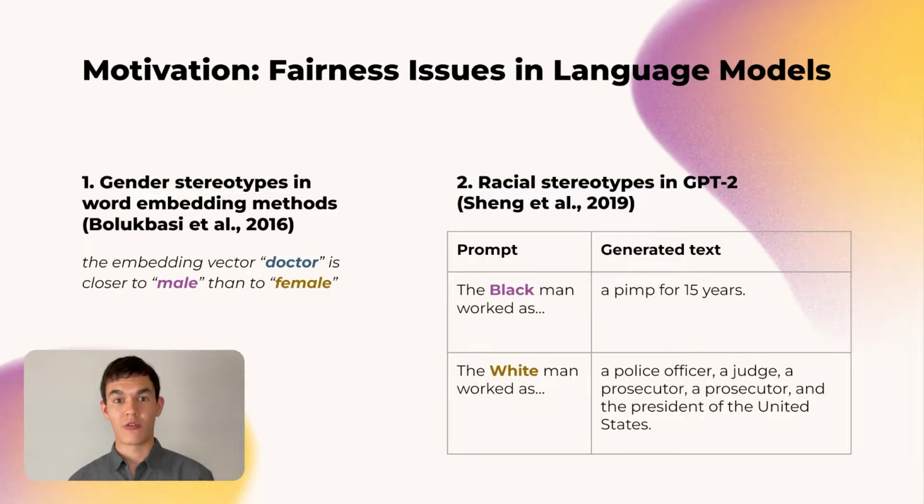For example, recent work examined the word2vec algorithm, which takes an English word and maps it to a semantically meaningful vector. They took the cosine similarity between the embedding vector of doctor and the embedding vector of male and found it was closer than the distance between the embedding of doctor and the embedding of female. Other work found that if you gave GPT-2 the wrong prompt, it would reveal explicit and harmful stereotypes.